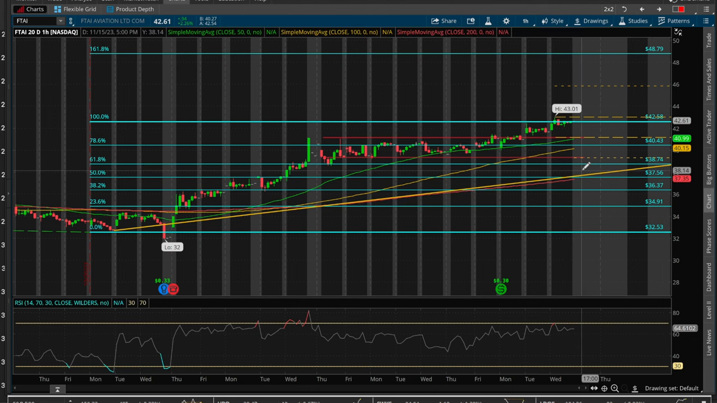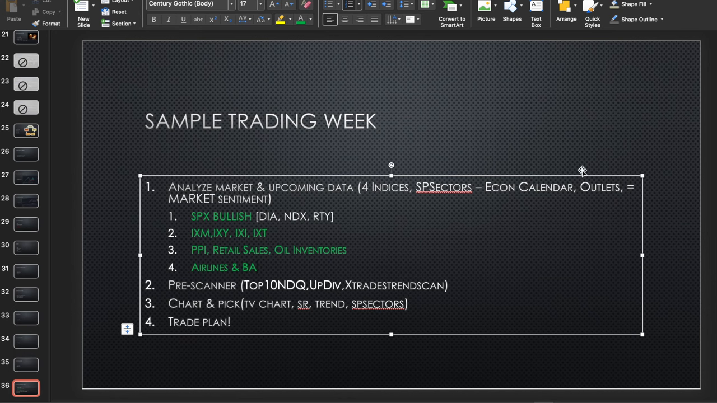So that would be a sample trading week, how I would look at the market, the sectors, the media outlets. Let me go back here. The different economic information coming out this week. Of course, economic information also means, or economic calendar also includes earnings reports, which we are in the middle of right now.